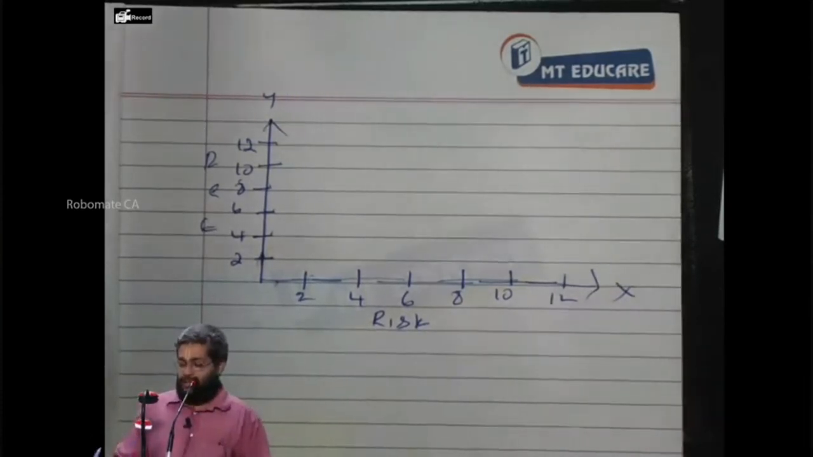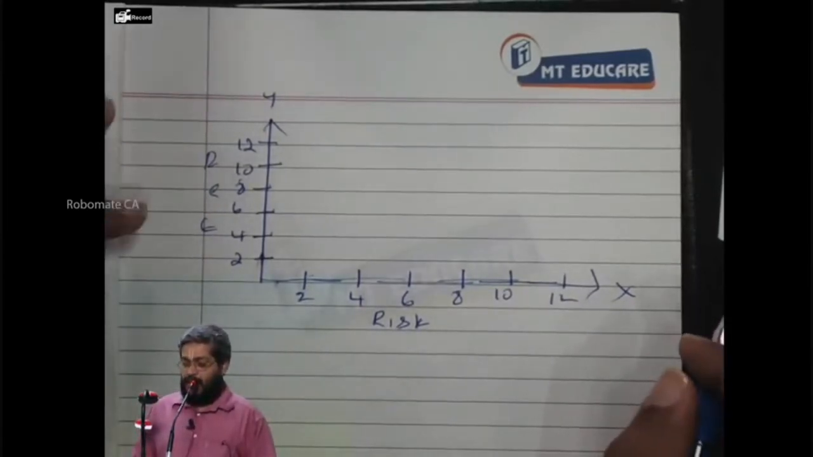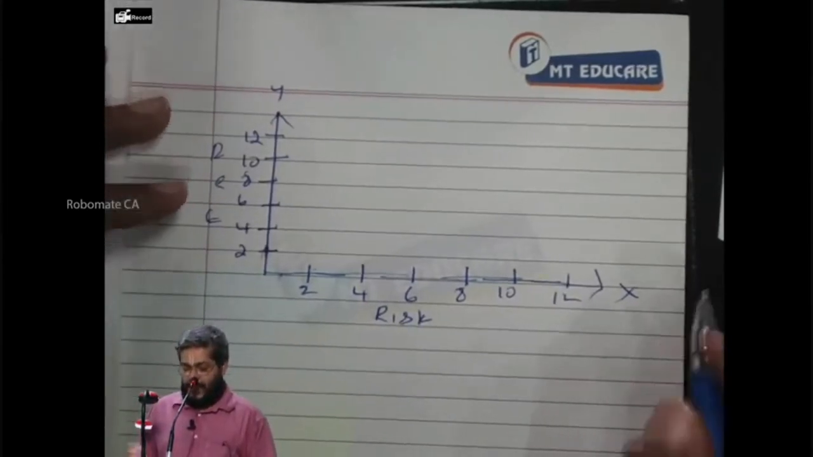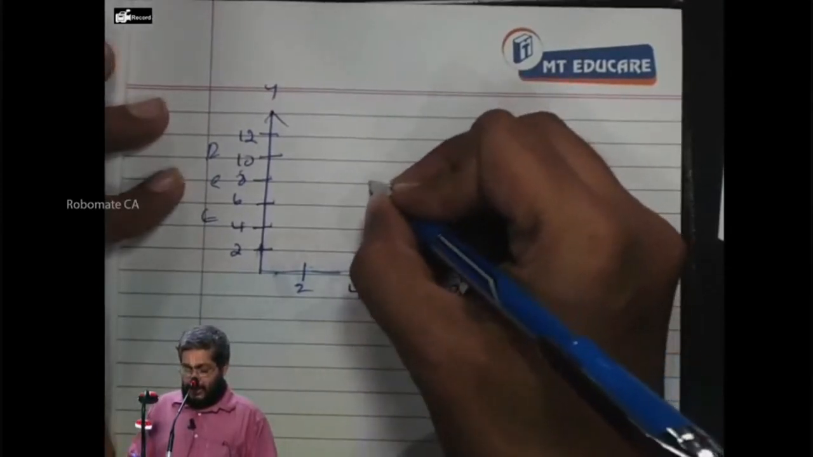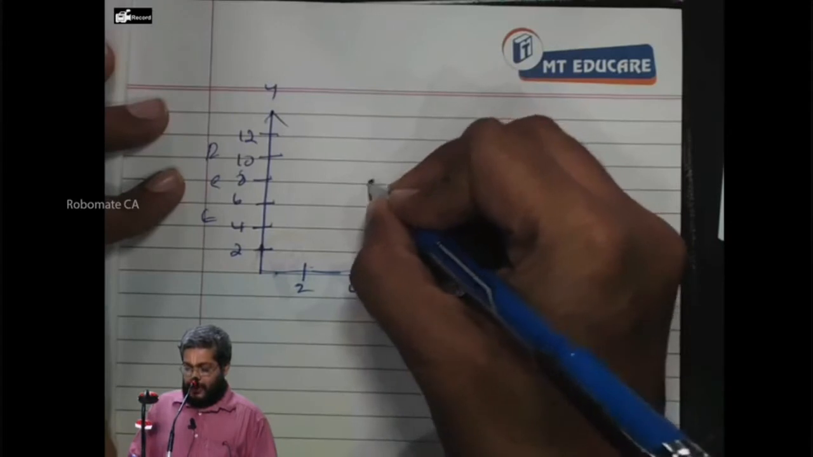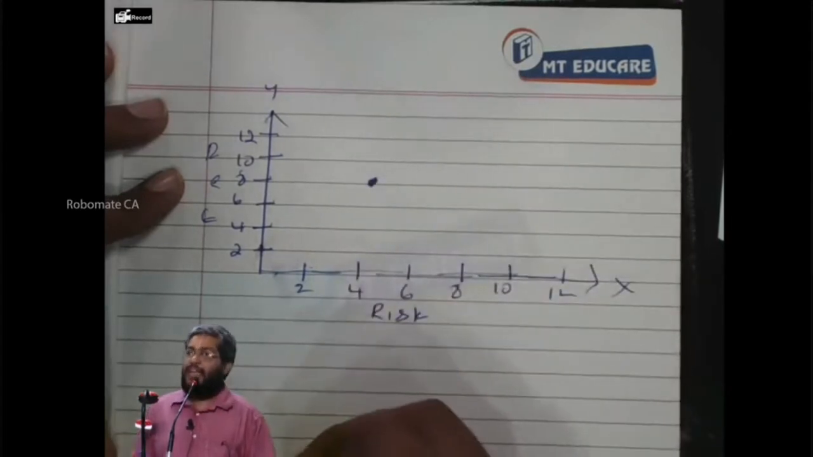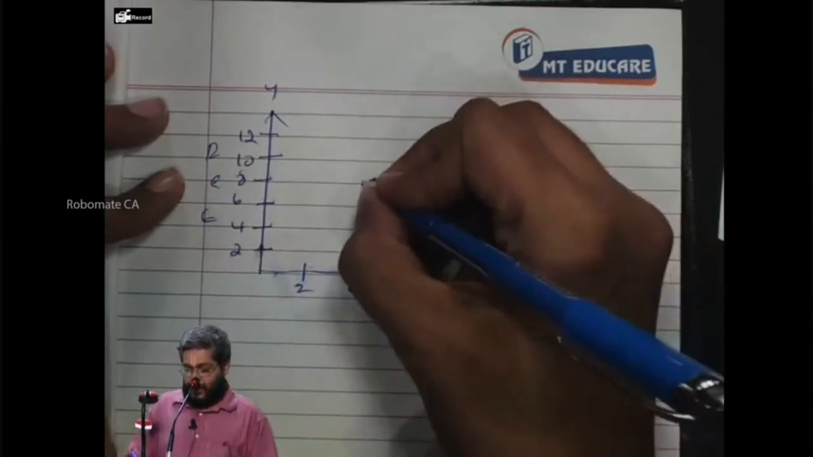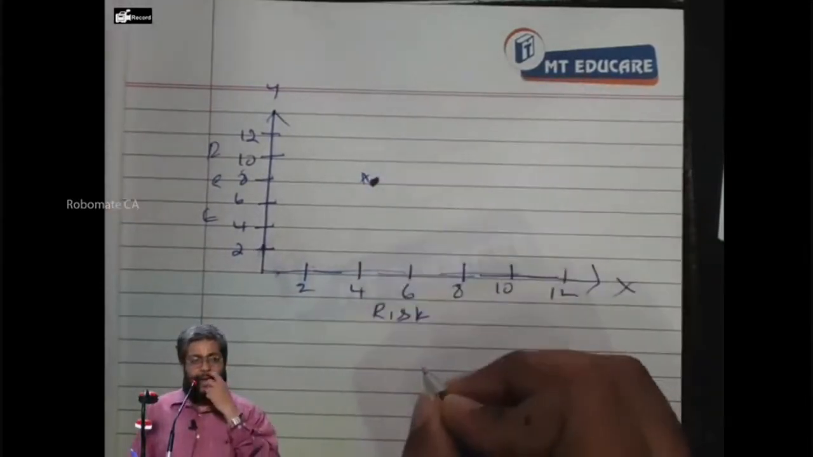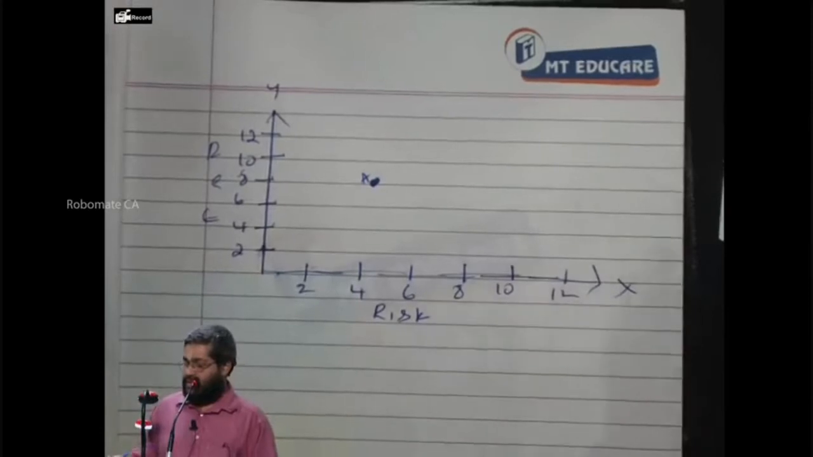Let's start plotting the points. Tell me, security A is having how much percent return? 8%. How much risk here? 4. Risk is 4 and return is 8, and this should be the point that represents security A. Is that right or not? The return is 8, risk is 4. I call this security A. Is that accepted? Now, next.